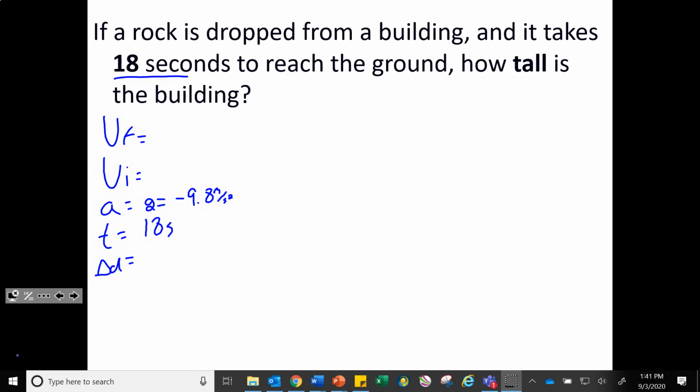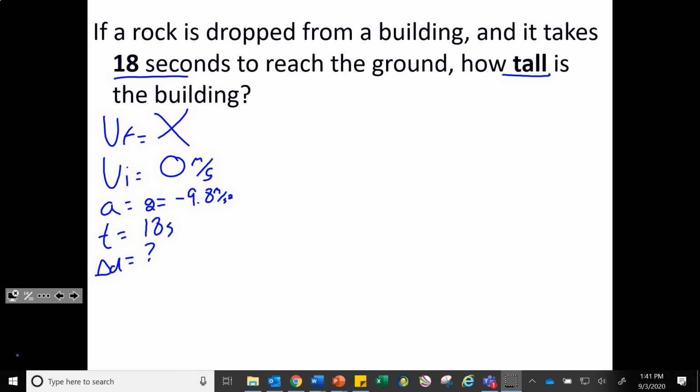If you're standing on top of a building about to drop a rock off, you're holding that rock out over the building, holding it still in your hand before you let go of it. That means it's going to have an initial velocity of 0 meters per second. It wants to know how tall the building is, which is going to be our delta D. That means velocity final gets the X. We go to our big four equations.